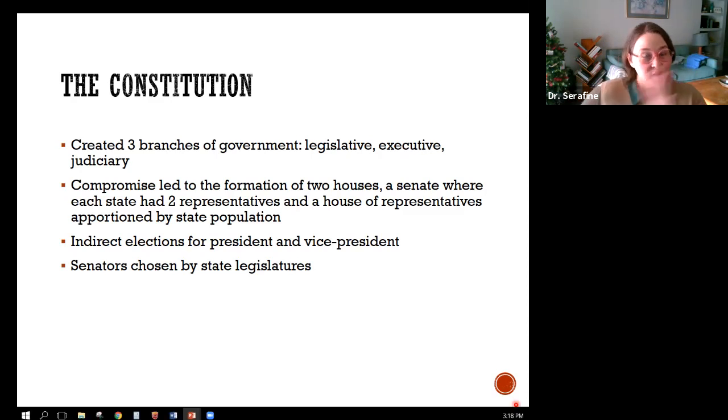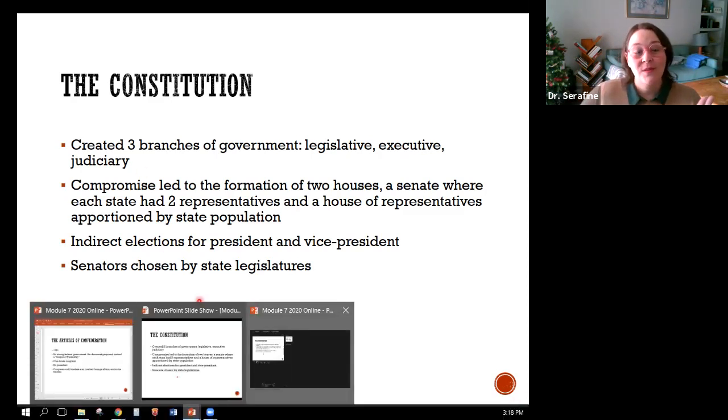Okay, at first, senators were chosen by state legislatures. You know that's not how it is anymore. We choose senators by popular election.